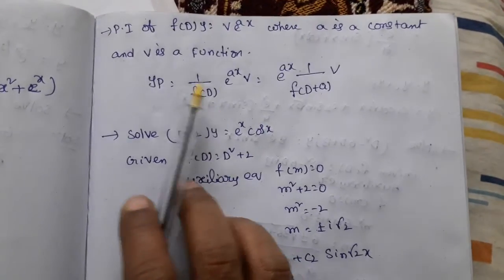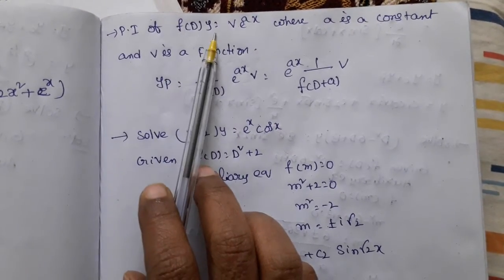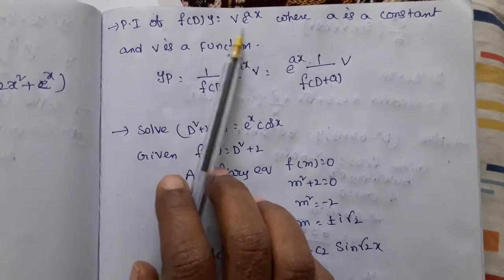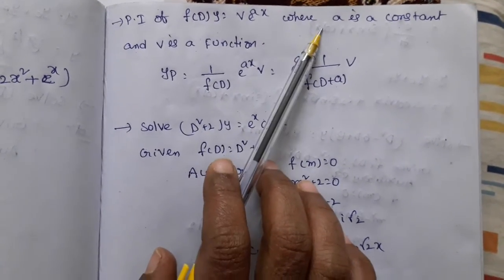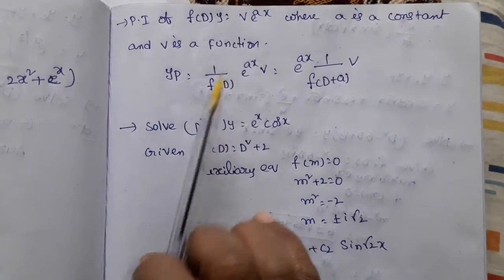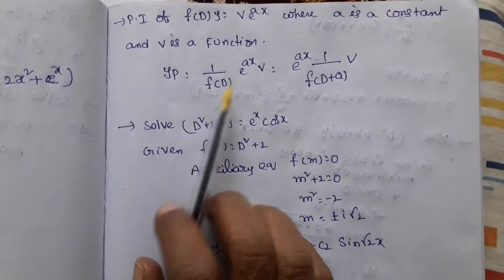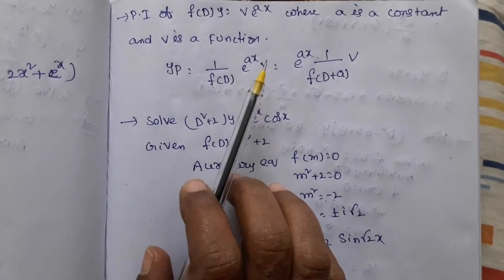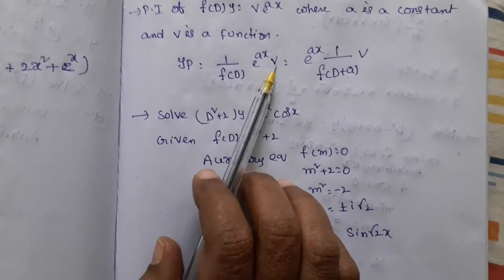Dear students, today we are going to discuss another method to find the particular integral of the form y into e power ax, where a is a constant and v is a function. P.I. is equal to 1 by f of D into e power ax into v. Here v is a polynomial or a trigonometric function, sin ax or cos ax.